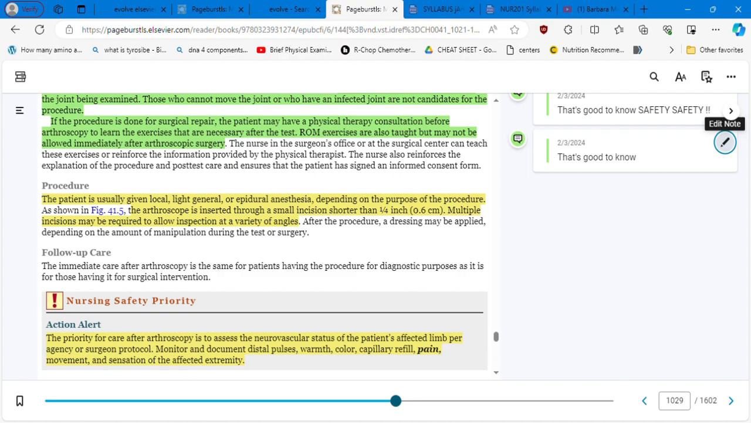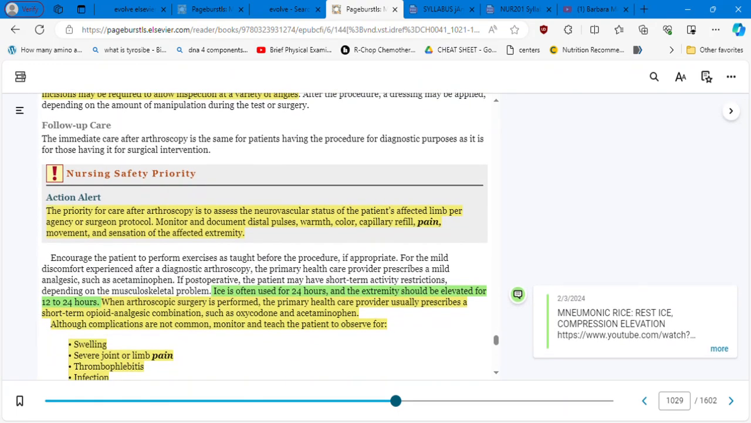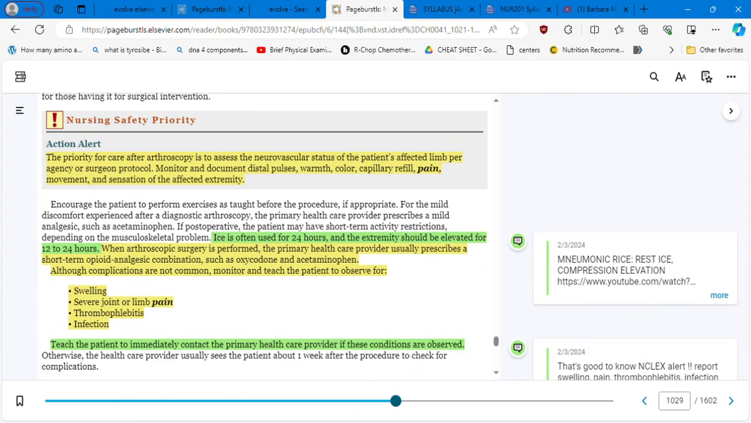The arthroscope is inserted through a small incision, about a quarter inch. Multiple incisions may be required to allow inspection of various angles. Okay. Safety, safety, safety. The priority for care after arthroscopy is to assess the neurovascular status. That's why all patients need to have mobility, and you need to be able to assess neurovascular status bilateral, not only in the affected limb per agency or surgery protocol, but bilateral in the long term.